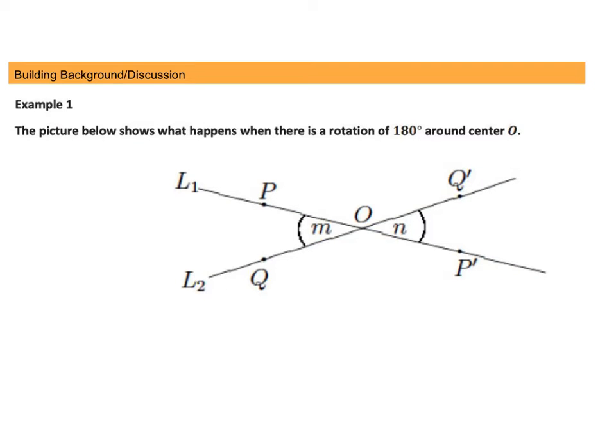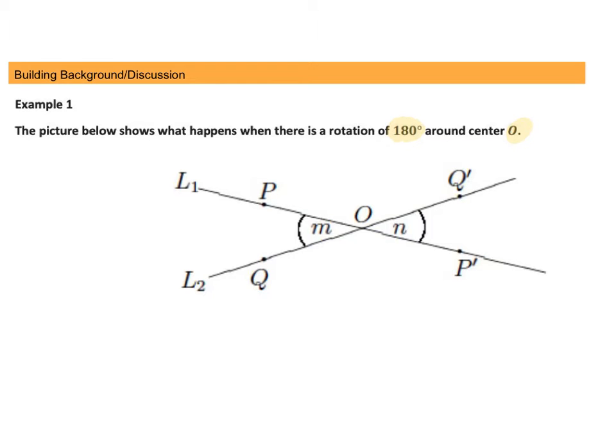All right, starting off with example 1. This is just building some background. It says the picture below shows what happens when there's a rotation of 180 degrees. So this is key, this is how much we're rotating today, around center O. If you think about 180 degrees, that is half of 360. So instead of a full rotation, it's halfway around a circle. It forms a semicircle.